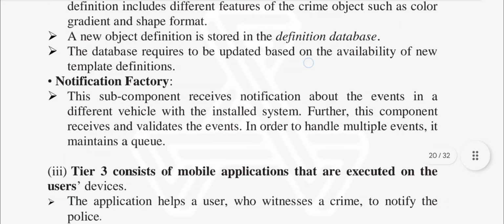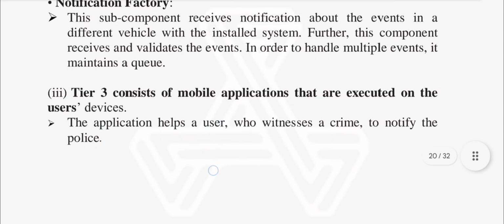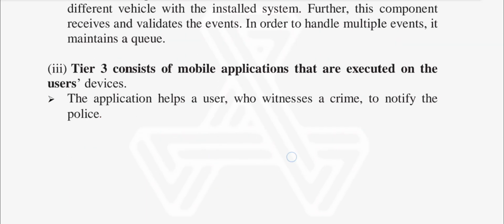Notification factory. This subcomponent receives notifications about the events in different vehicles with the installed system. Further, this component receives and validates the event. In order to handle multiple events, it maintains a queue. Tier 3 consists of mobile applications that are executed on the user's devices. The application helps a user who witnesses a crime to notify the police.